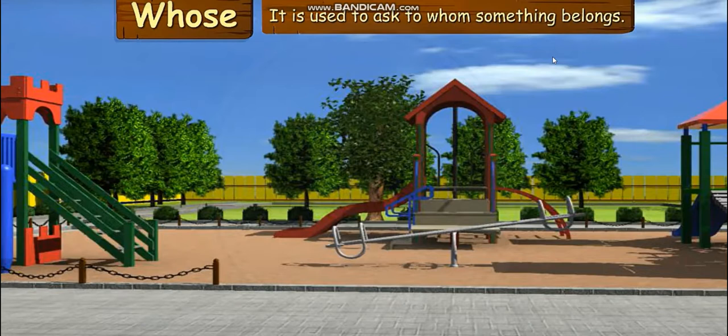Like if in your classroom you find something which does not belong to you, in front of the class you go and ask whose water bottle it is, whose compass box it is. You ask such questions, so you are asking to whom it belongs. Okay, so whose is used when you want to know about the ownership of the object, that is, to whom it belongs. Okay, students.